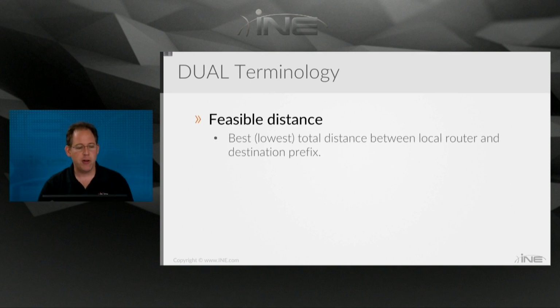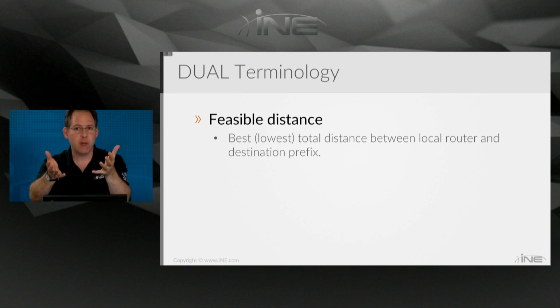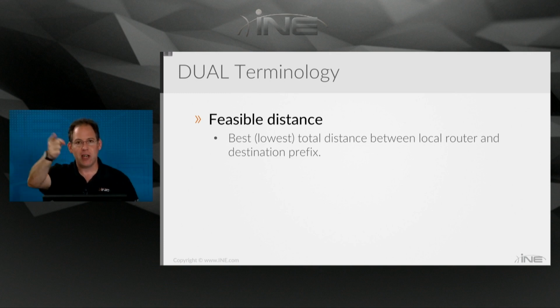So the first one we need to know is something called the feasible distance. So in that exact same scenario where I am your feasible successor, I'm not quite as good as that guy. He's the one you're using. He is your successor to get to the 90.90 network. So whatever your distance is to go through him all the way to the destination, that is your feasible distance. Now remember, that's based on the sum of the delays going all the way to you, plus the minimum bandwidth along the path, times 256. So whatever that big number is, that is your feasible distance.